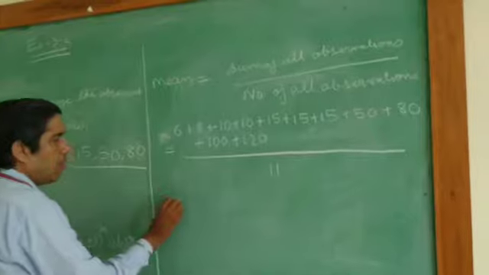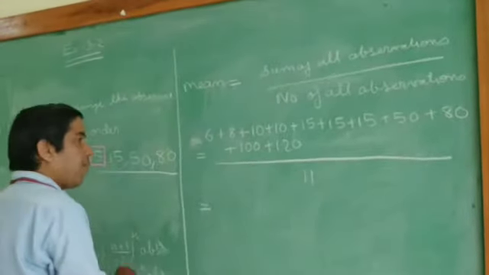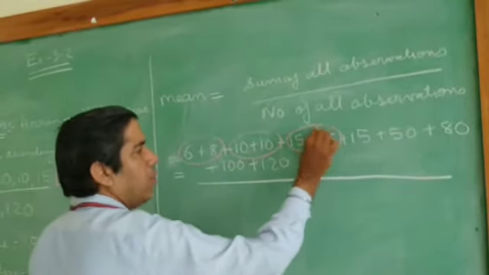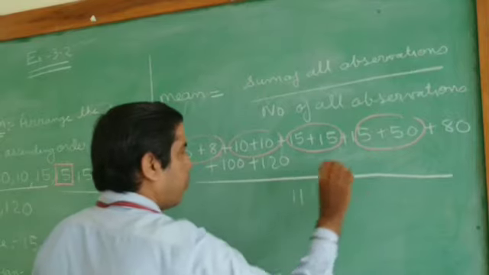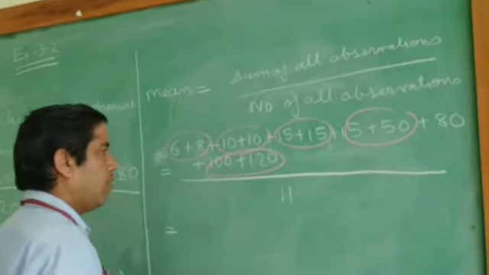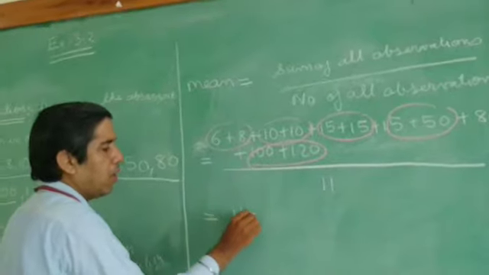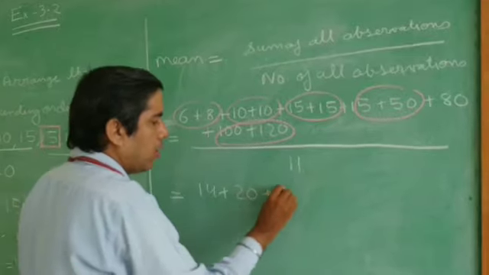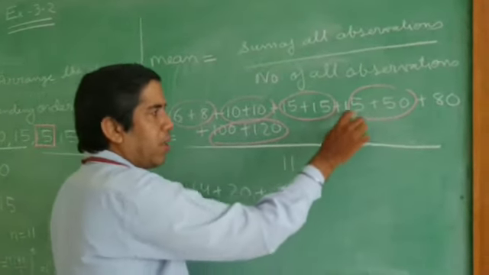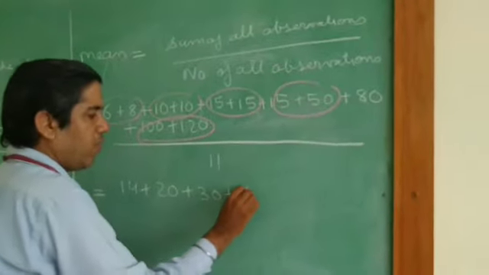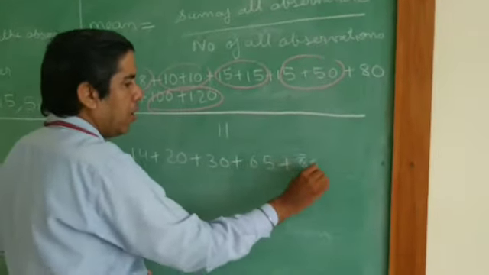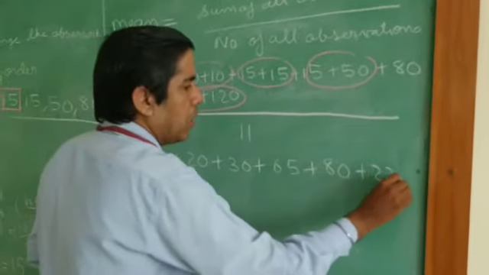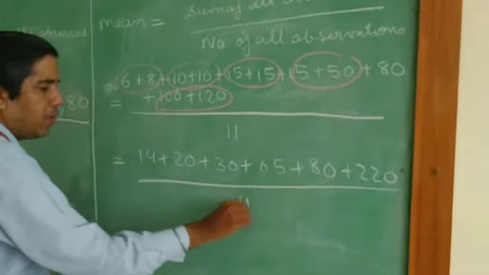Now I am doing the addition. Let us do addition in pairs. I take pairs of these numbers: 6 plus 8, 14. Here 10 plus 10, 20. Here 15 plus 15, 30. You can do it directly if you want. 15 plus that comes to 65. And here 80, and here 100 plus 120. What is the answer? It is 220, upon 11.